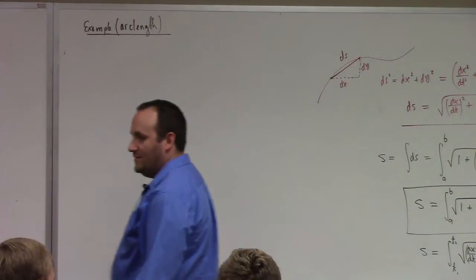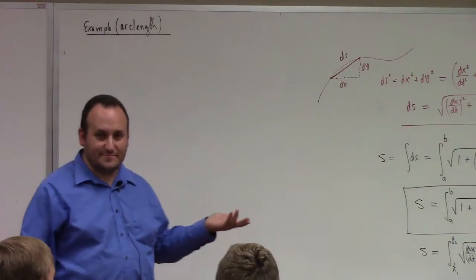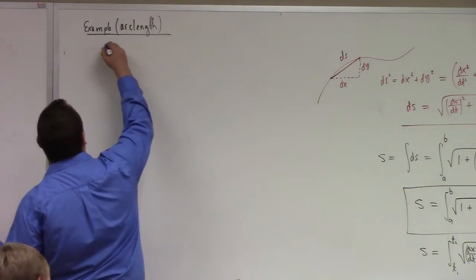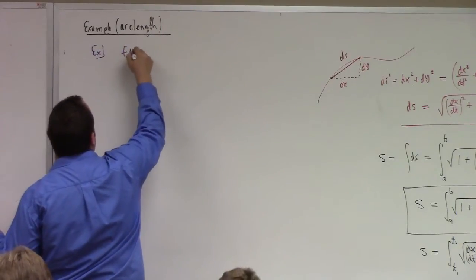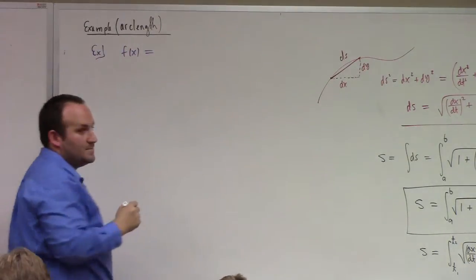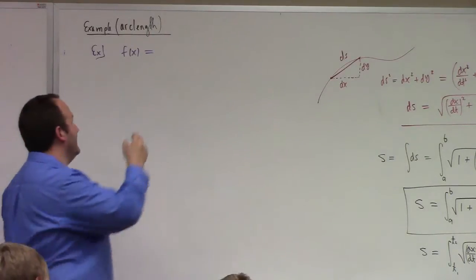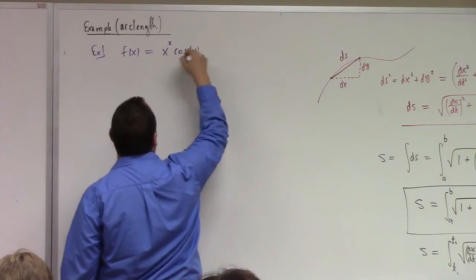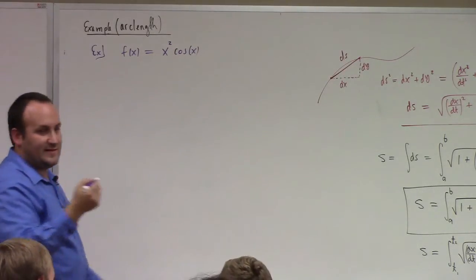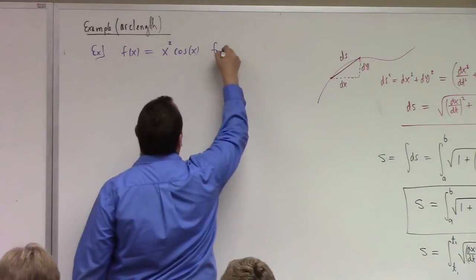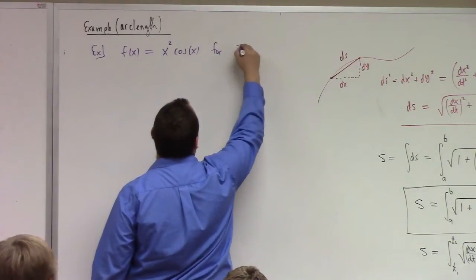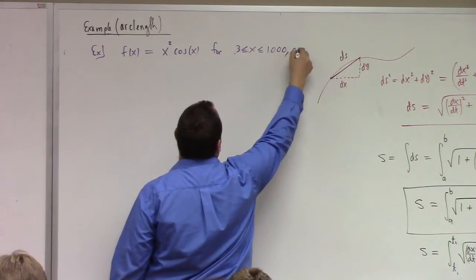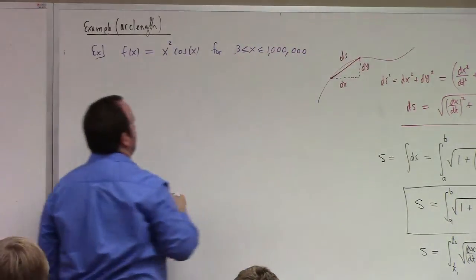Okay. Give me a function, any function. What do you want? f of x equals x squared cosine x. I heard x squared, I heard cosine, I'll put them together. There you go. All right, and let's say for 3 less than or equal to x less than or equal to 1,000,000. There we go.